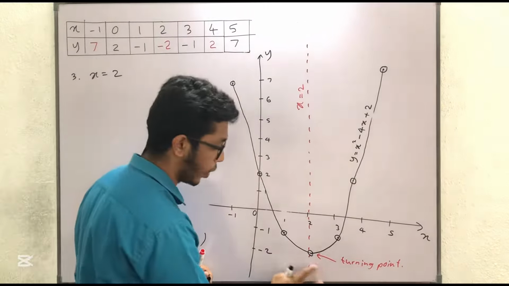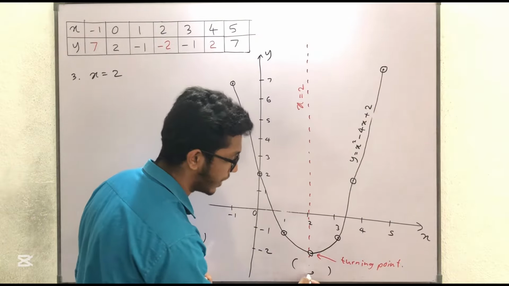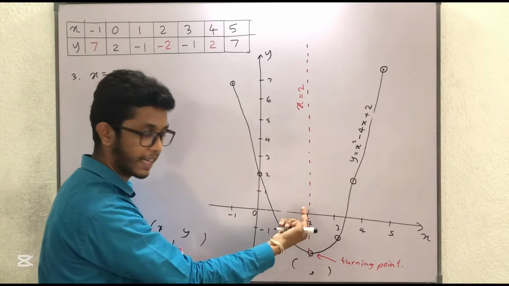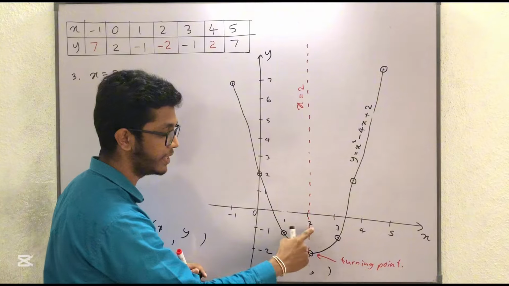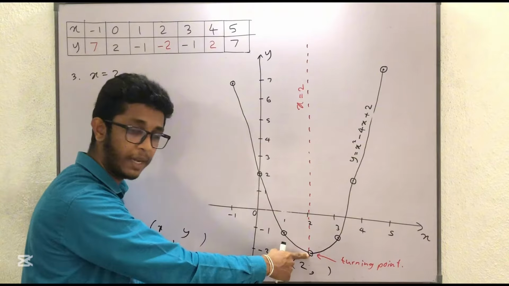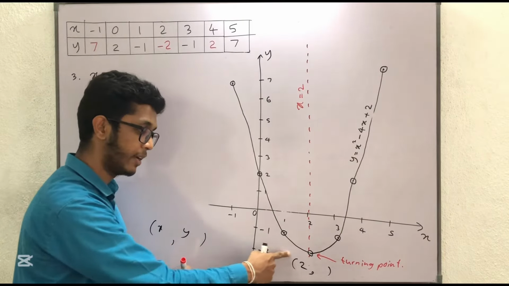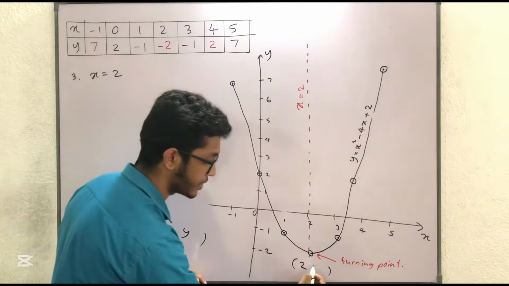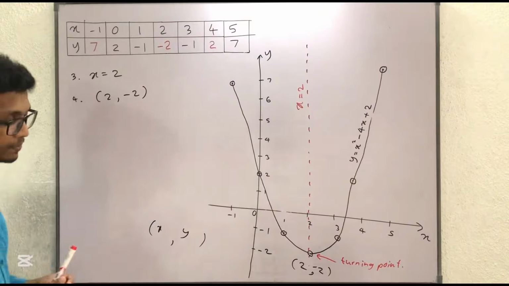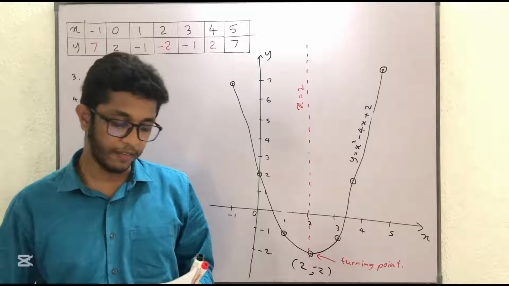Here, to get the coordinates, what is the x value at this point? We can get the x value by directly moving to the x-axis. So at this point, the x value is 2. What is the y value? We can get the y value by moving to the y-axis. Here the y value is minus 2. So the coordinates of the turning point are 2, minus 2. That is the answer for the fourth question: 2, minus 2.